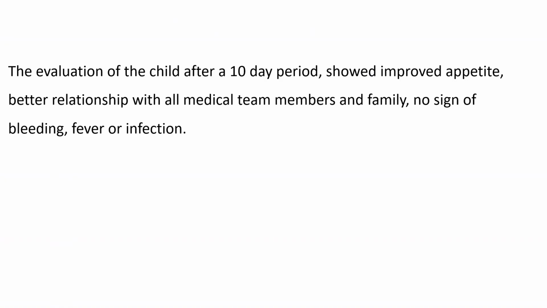Last step of the nursing process, evaluation. So evaluation of the child, this particular child was done after a 10-day period and showed improved appetite, better relationship with all medical team members and family, and no sign of bleeding, fever or infection.